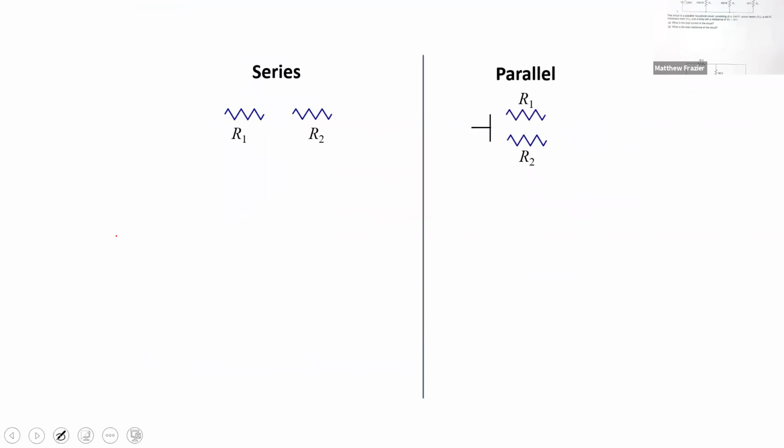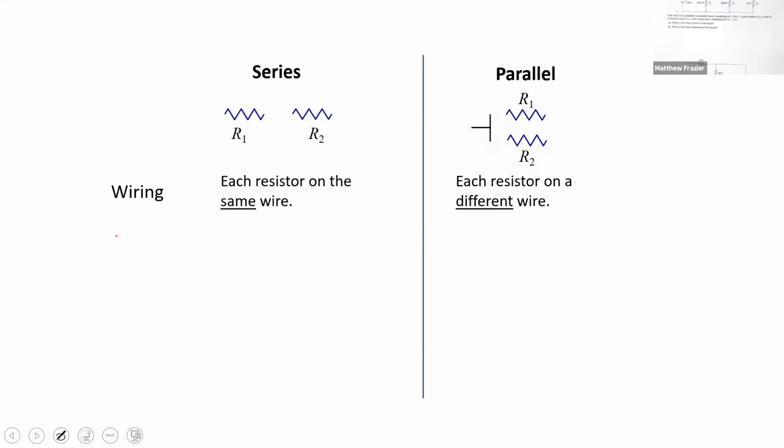So, series and parallel. All right, we have resistors in series. Each resistor has to be on the same wire, the same loop of the circuit. In parallel, they're on different wires. There's a branch.